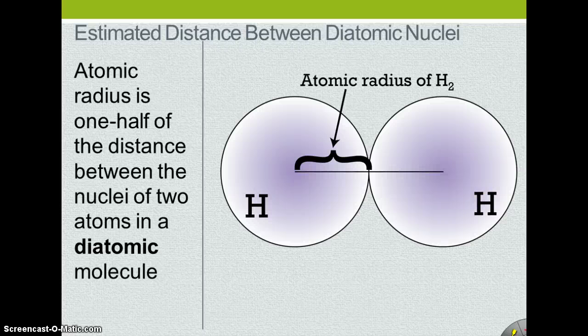Another way is to estimate the distance between diatomic nuclei. Di means two, so these are going to be two of the same atoms. Hydrogen is one that is diatomic, meaning it has to exist in a pair. If you're able to find the nucleus of these atoms, you can take the distance between the nuclei, cut it in half, and that gives you the approximate radius of that atom. This method only works for diatomic molecules because they have to be of the same size.